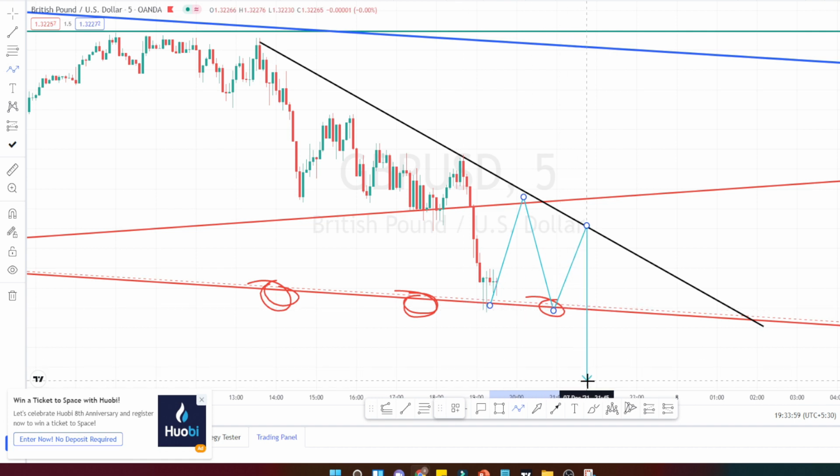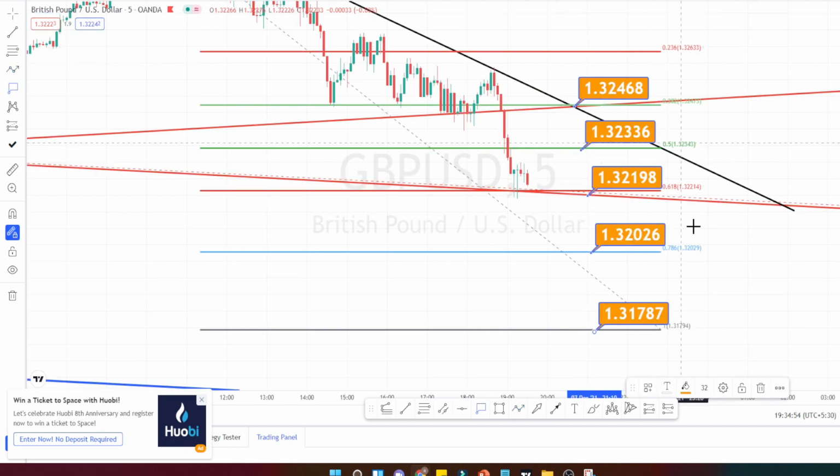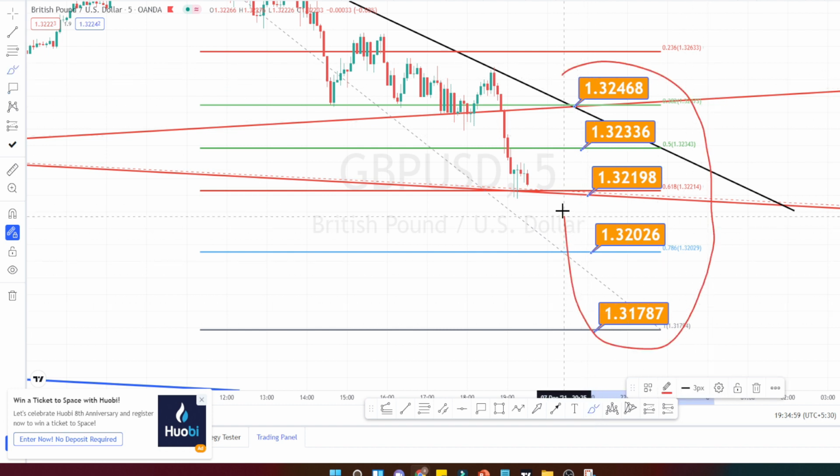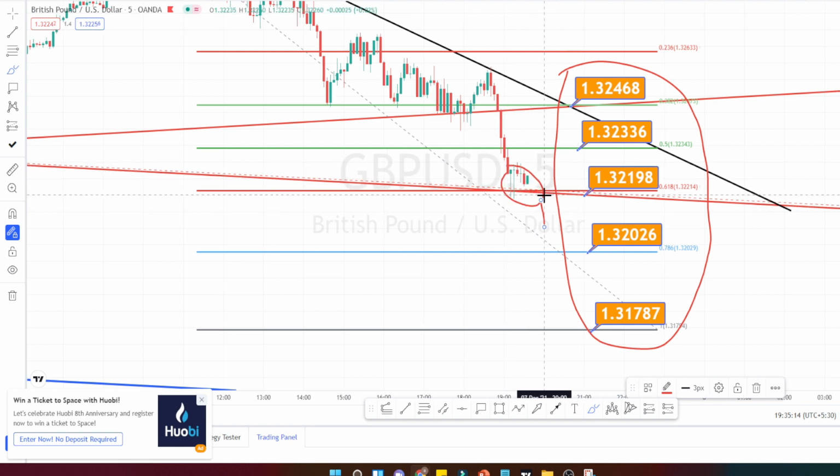Let me mark the support and resistance levels in 5 minutes time frame. So these are all the support and resistance levels in 5 minutes time frame. Market is already moving very fast. When you are watching this video, it could have already cleared this support level, but we still have other support levels. Try to take trades based on these support and resistance levels.